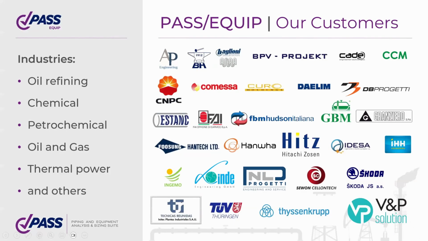Here are some examples of our users in different industries such as oil refining, chemical, petrochemical, oil and gas, thermal power, and others. And you see some famous names here, like ThyssenKrupp, Technical Reunidas, many Italian companies, German companies, and so on, a Korean company.